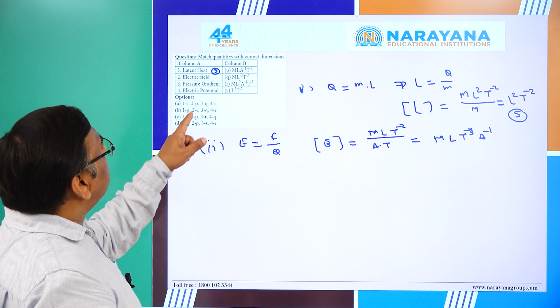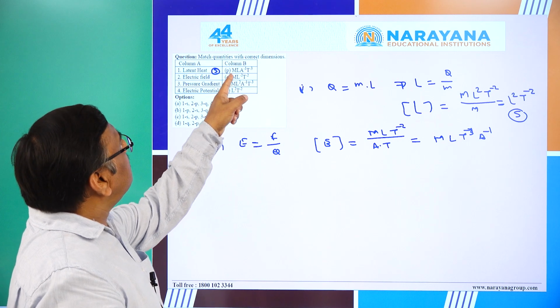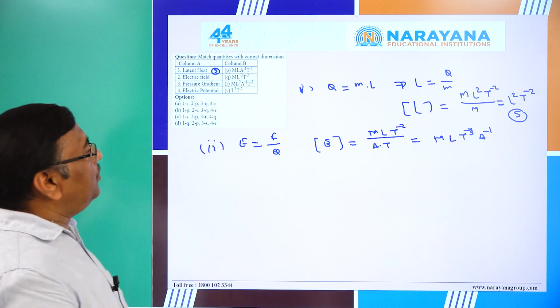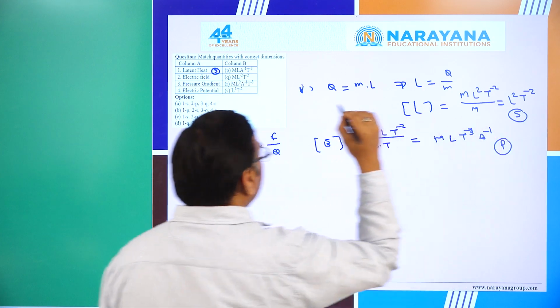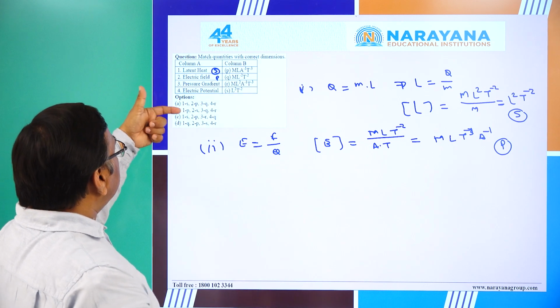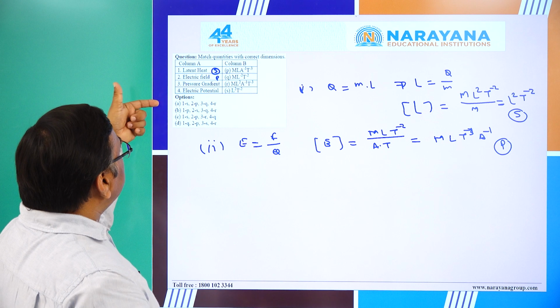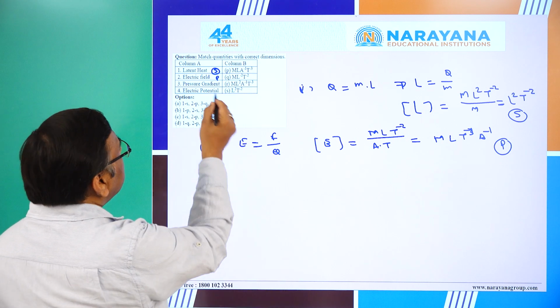So MLT minus 3, is there any possibility? MLT minus 3, A minus 1 is given in P. So that means this goes with P. So 2 is going with P here. Is there any possibility here? 1 is going with S. Yes, 2 is going with P. So only if you check 2, we can easily get the answer: it is going to be S. But anyway, you try the next ones also.